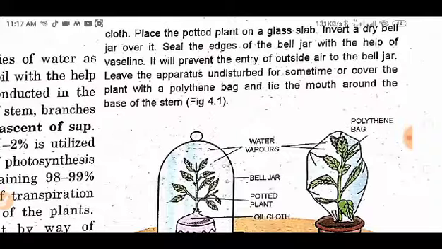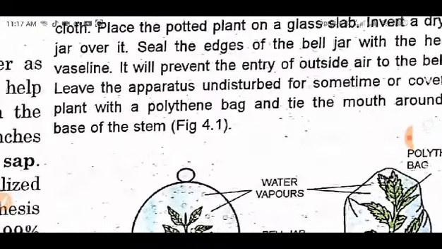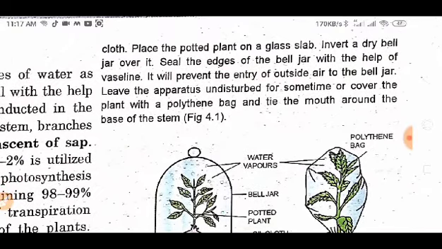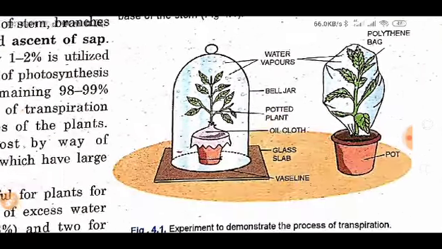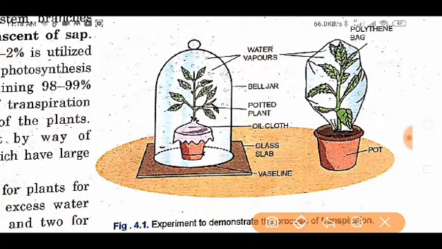Place the potted plant on a glass slab. Invert a dry bell jar over it. Seal the edges of the bell jar with the help of Vaseline. It will prevent the entry of outside air to the bell jar. So this Vaseline work is to stop the entry of outside air to the bell jar. Leave the apparatus undisturbed for some time, without any disturbance, or cover the plant with a polythene bag and tie mouth around the base of the stem. So you can see in figure, you have to do this process.